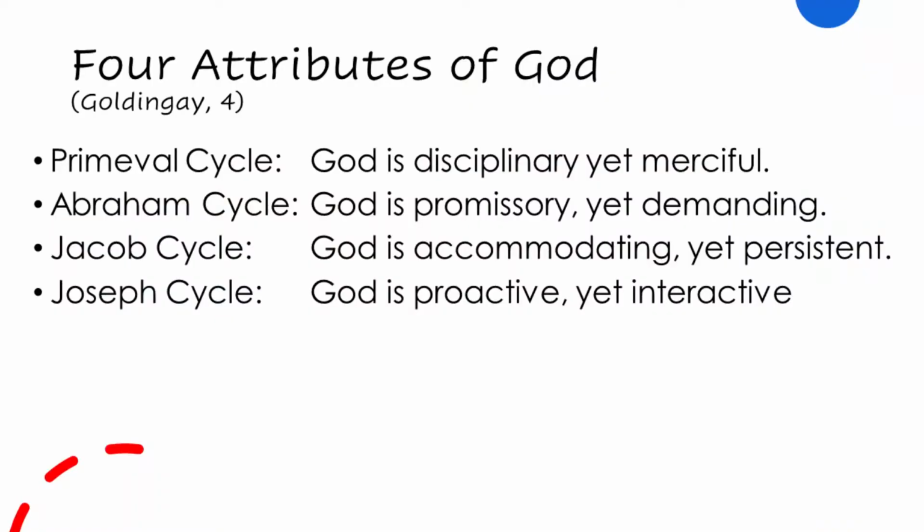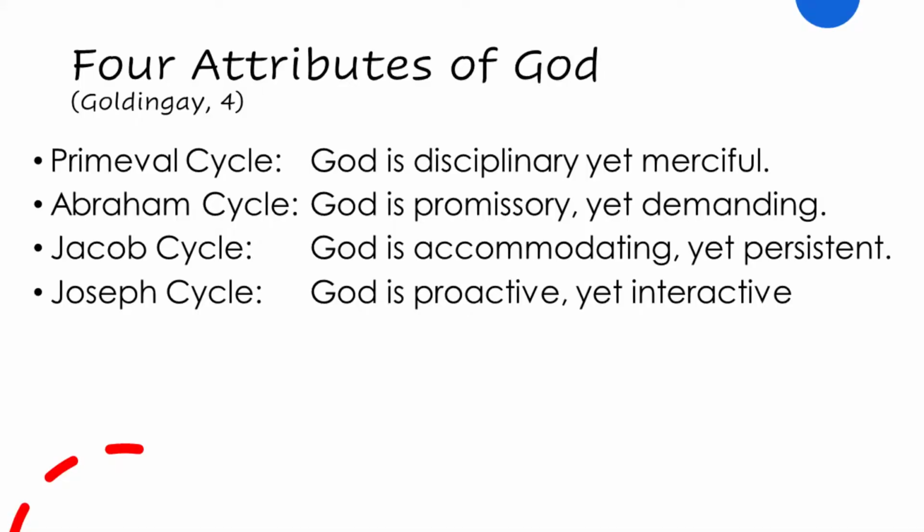What's interesting, and I'm drawing on John Goldingay's recent commentary on Genesis, which was just published a few months ago, he tells us that each of these cycles gives us 2 attributes of God. In the primeval cycle, God is disciplinary, yet merciful. In the Abraham cycle, he's promissory, that is, he makes promises, yet still demanding. In the Jacob cycle, God is accommodating.